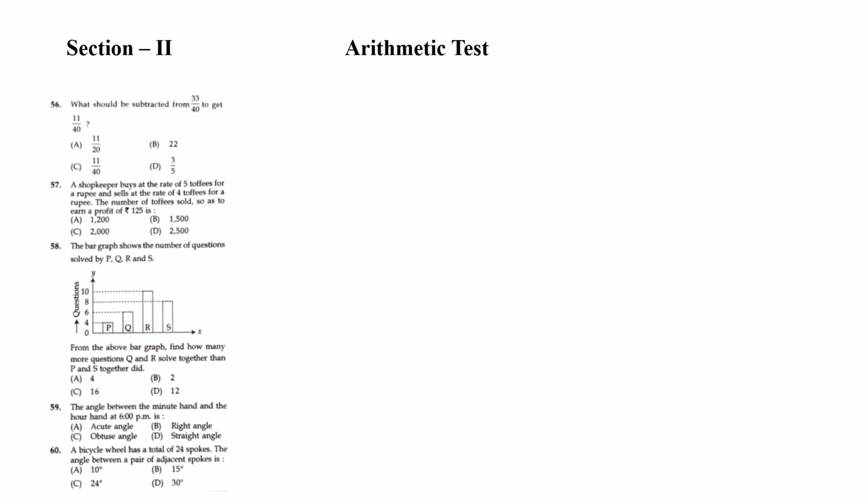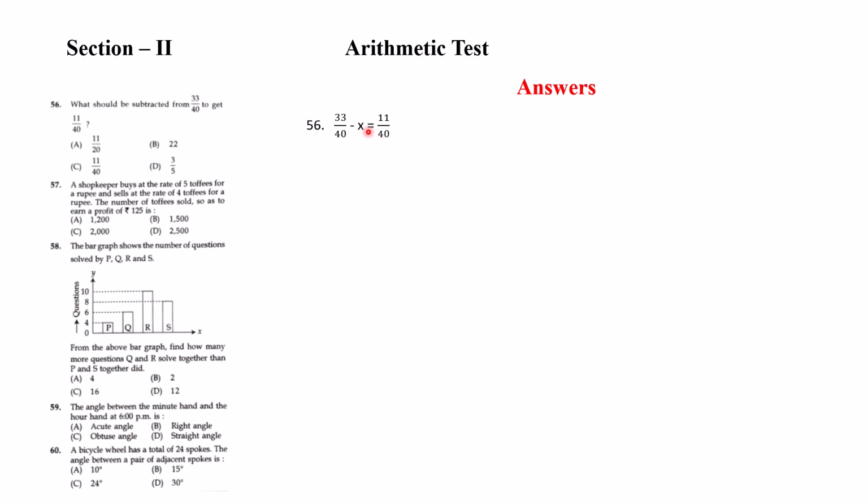Okay, coming to the next question, that is question number 56. It says what should be subtracted from 33 by 40 to get 11 by 40. Let us see how we can proceed with this. It is given that 33 by 40 is there. From that, what should we subtract to get 11 by 40?